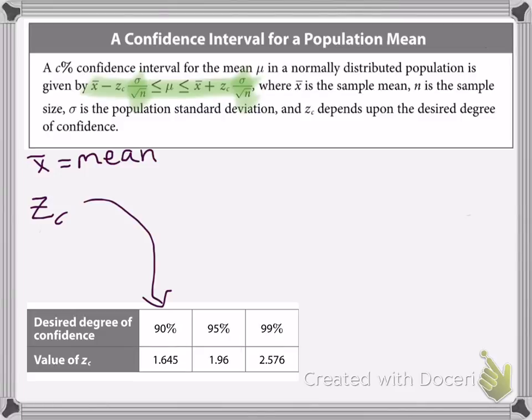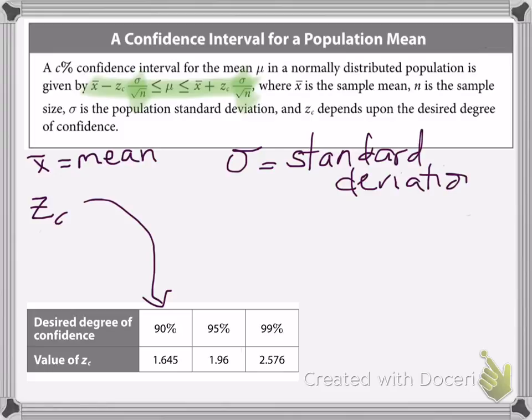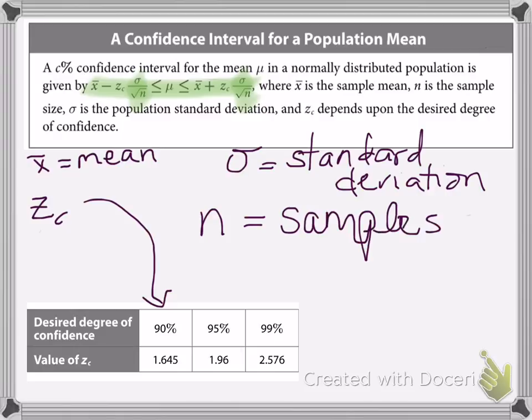And then this is standard deviation. We've defined that before. And then the last one is n, which is our sample size, or the number of students or people in the sample, whatever you're sampling. So all this information will be given in the problem. We'll just be plugging it in to find what that mean is, and what the population mean is in between.